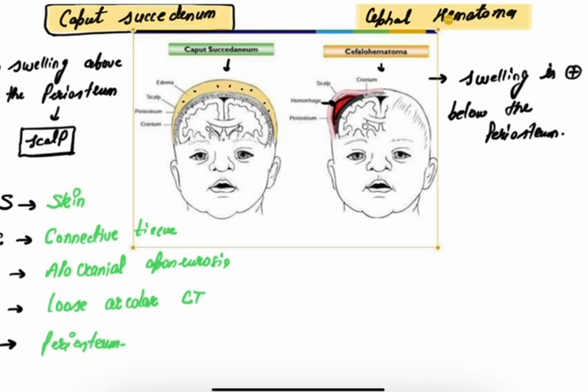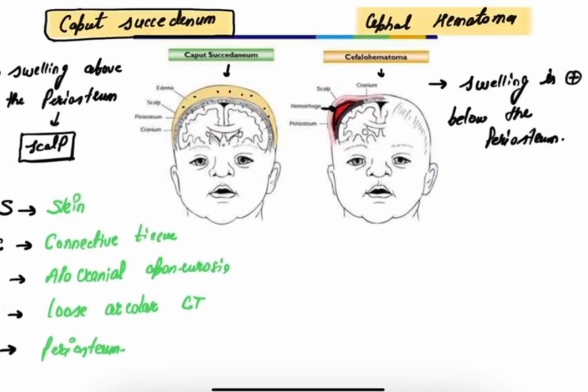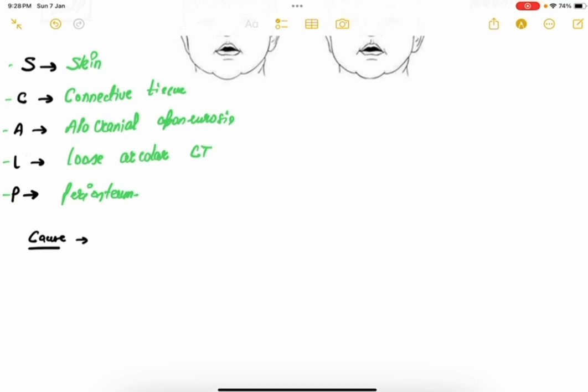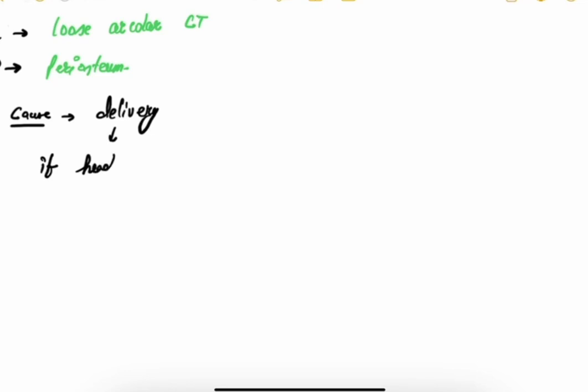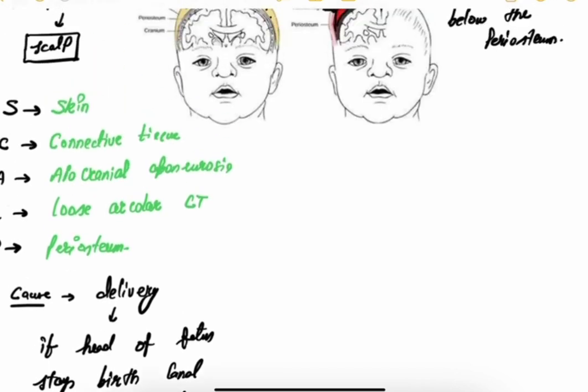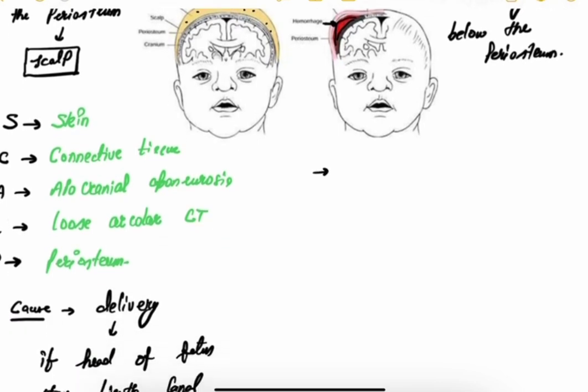So the cause of caput succedaneum: it occurs during delivery of the baby if the head of the fetus stays in the birth canal for a long time. So what is the cause of cephalhematoma? It is traumatic, seen in instrumental delivery.